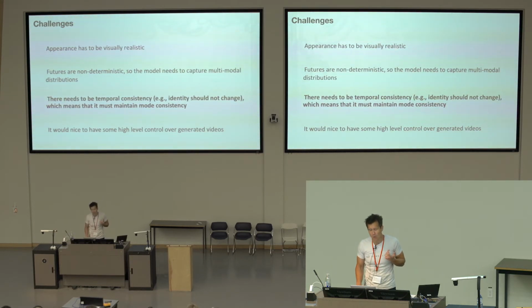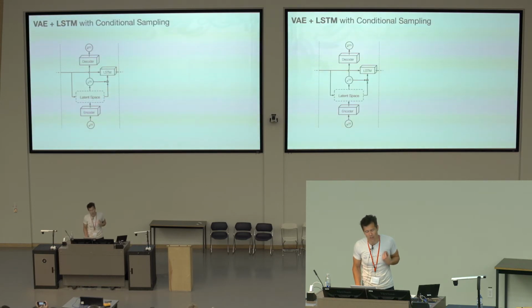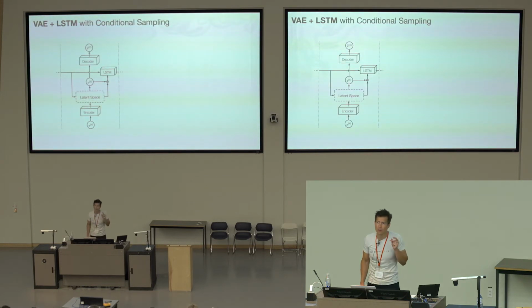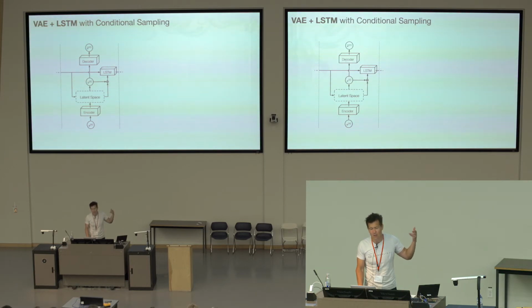In particular, we worked on two aspects. One is maintaining temporal consistency, so the identities don't change and the smoothness of the videos is visually realistic, as well as having some high-level control over those videos. The modifications we made to these architectures are, first, a way of using the latent spaces that we generate, the Zs that we sample from there, in our recurrent structure, as well as adding structure to the latent space in this variational autoencoder.